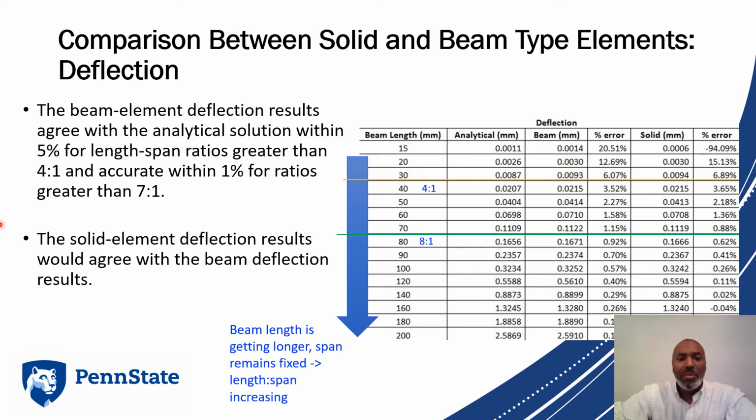So the beam deflection results agree with the analytical solution within 5% for length to span ratios greater than 4:1 and accurate within 1% for ratios greater than 7:1. The solid element deflection results agree with the beam deflection results as well.